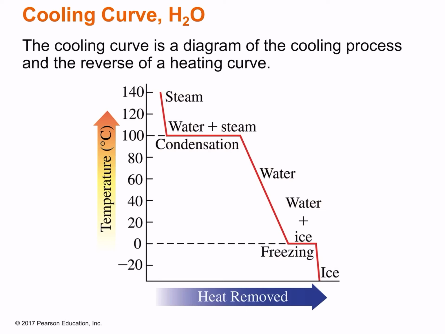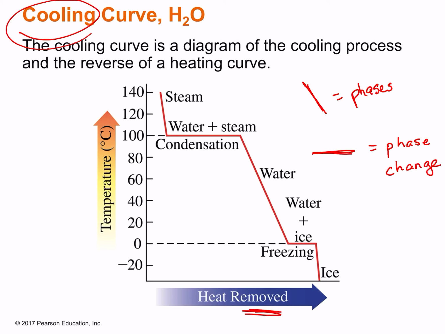And so the last bit today is a cooling curve. You can also draw the exact opposite, but the same thing is also true. Sloped lines, right, are phases. Flat lines are phase changes, so those are still true, okay? The only thing that's different is that now your graph is going down instead of going up because it's a cooling curve. Heat is being removed over time. So over time, your temperature is getting lower and lower and lower.